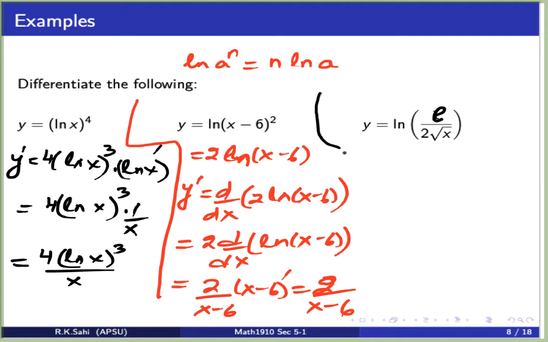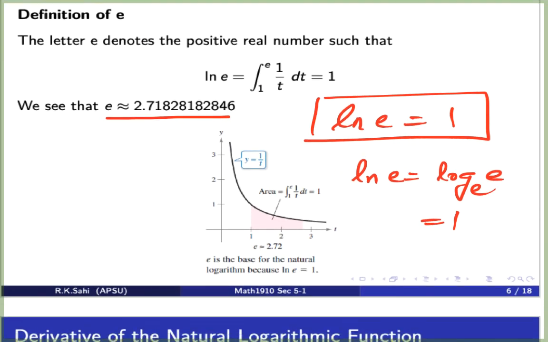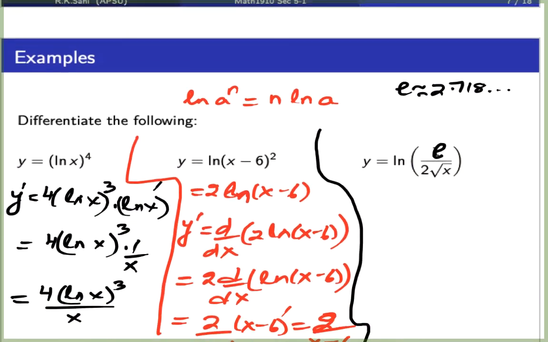Now let's look at the next one. Here, y equals natural log of e to the power 2 root x. Remember, this e is the number 2.718, and so on, the one we just looked at. Do you remember this one? 2.718, that's what we have. This is the number e over there.